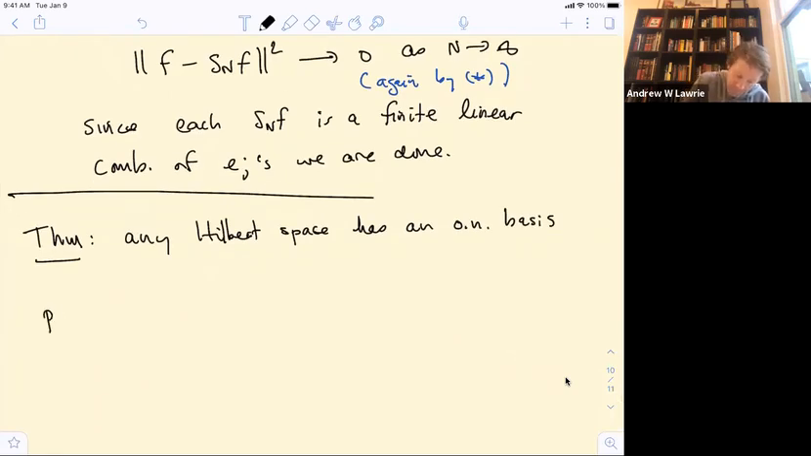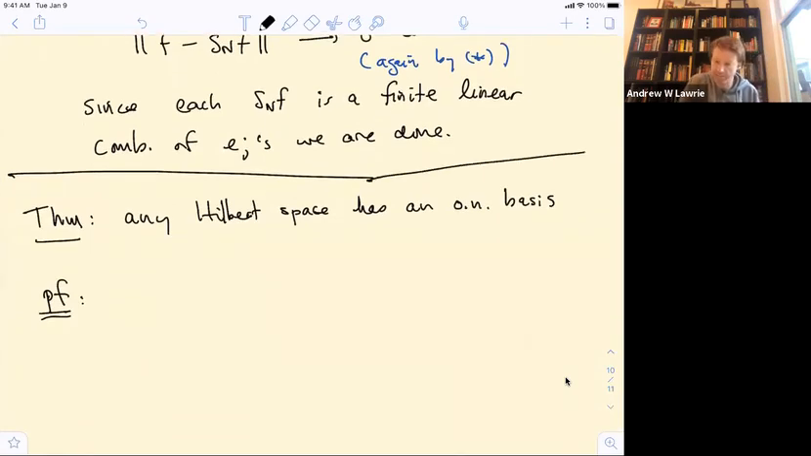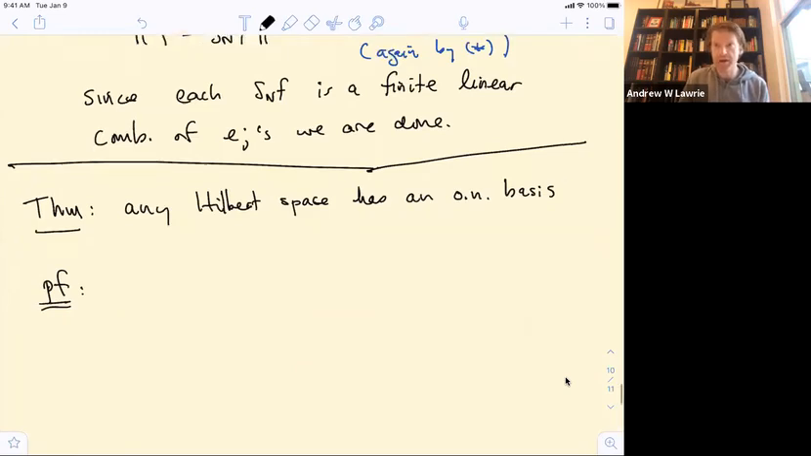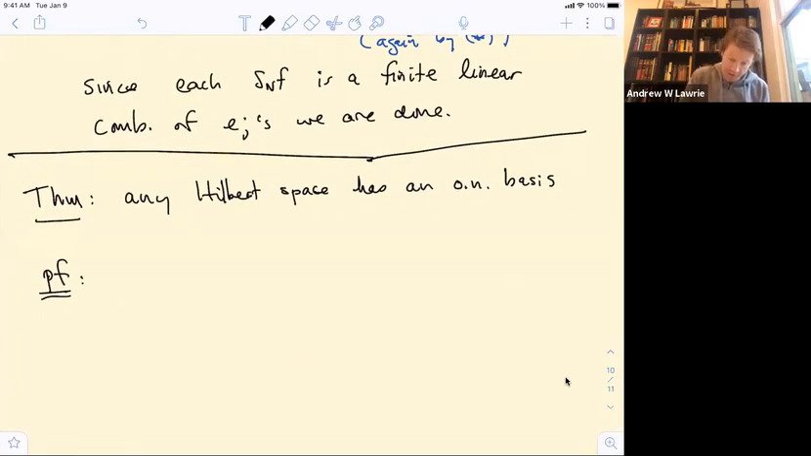And the proof, I'll just refer you to the book for this, because I'm sure you've seen something like this already in your linear algebra class, and the proof is identical. The proof is just take the countable... So Hilbert spaces, remember, are separable. So just take the countable dense set and do Gram-Schmidt.